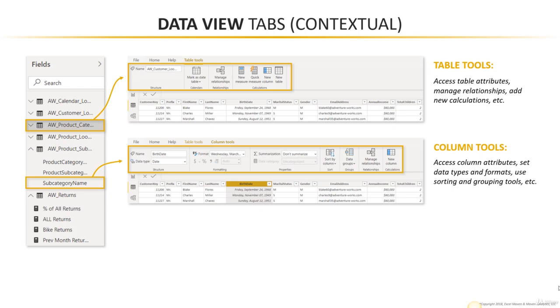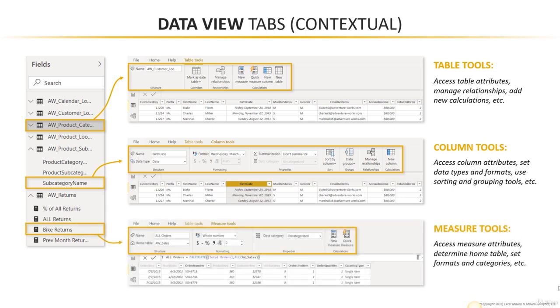And then last but not least, when you select a measure, you get your third contextual menu called the Measure Tools menu. And this is where you can determine which home table a measure is assigned to, set a measure format, add a data category, and so on and so forth. So again, quick pass through these menus. Keep these slides on hand as a reference, but hopefully you're able to follow along pretty smoothly. With that, let's go ahead and continue with the rest of the course.